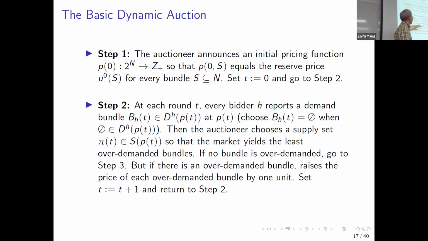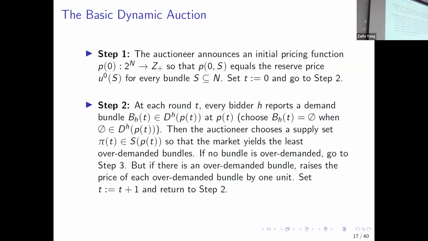Oh, this part actually is not necessary. Just choosing one supply set is enough. This is just what we want to speed up. The auctioneer choosing a supply set is enough, not this part.